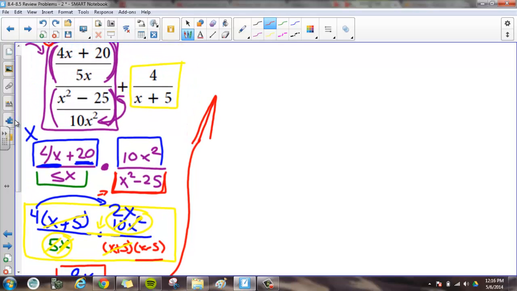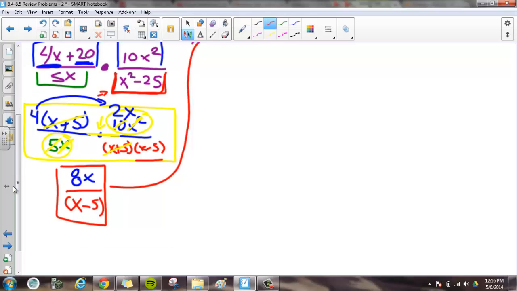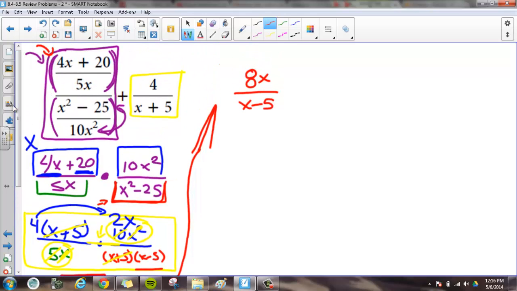That's a nice looking arrow, isn't it? So we have 8x over x minus 5. That's from what I have right here. And then we are adding this 4 over x plus 5. There we go. Okay, now we're just adding these two fractions.